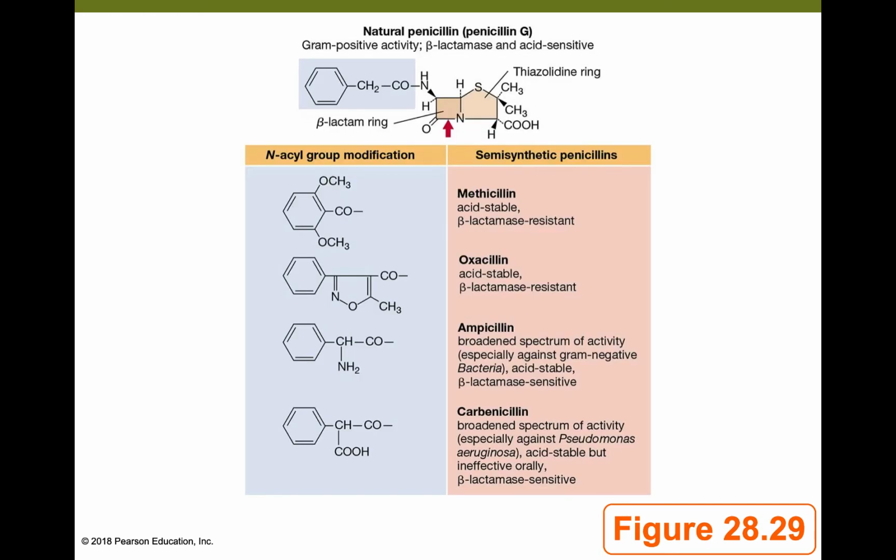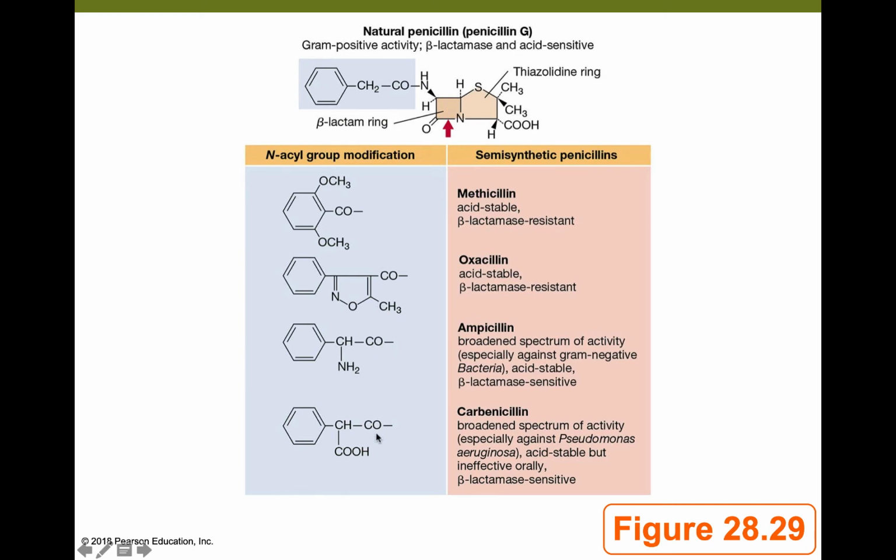Here they're showing you natural penicillin, which is called penicillin G. Penicillin is derived from a species of fungus, the genus is called Penicillium. And so it has this natural structure. This is what it looks like. Here's the beta-lactam moiety.